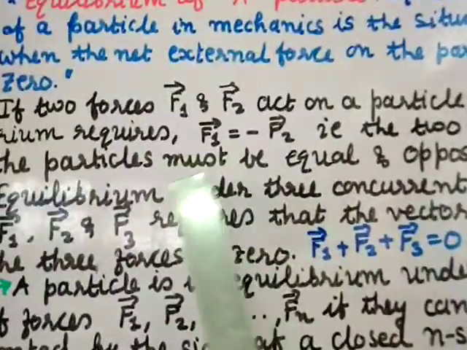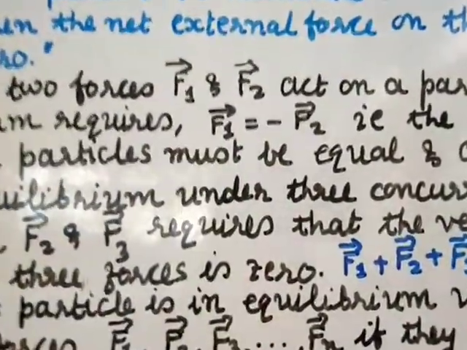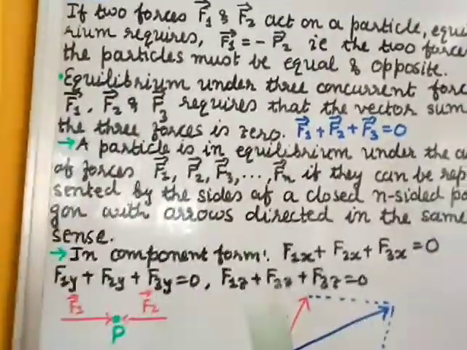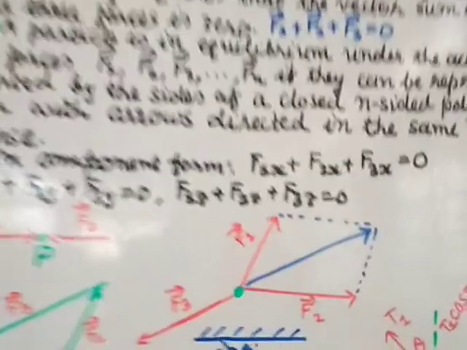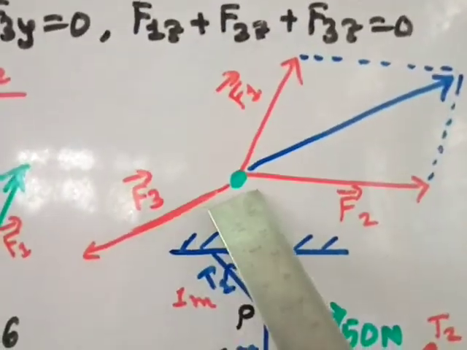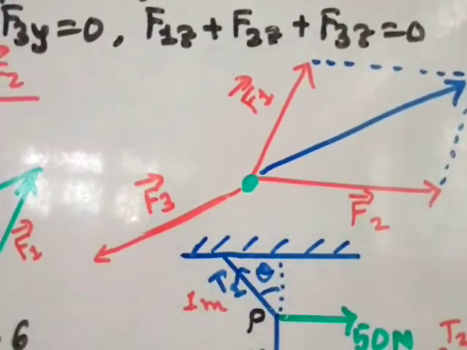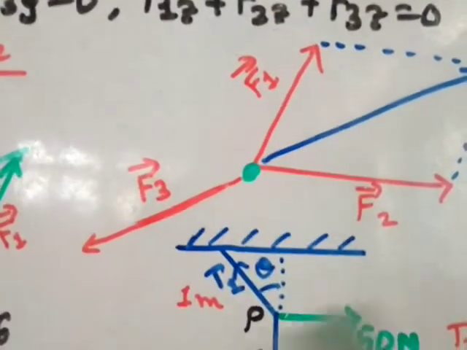Here also the vector sum is 0, because if you transfer this over here, it becomes F1 minus F2 equal to 0. So mathematically, F1 plus F2 plus F3 equal to 0. In this figure you can see here is the particle, here is the body. On this there are three forces F1, F2 and F3.